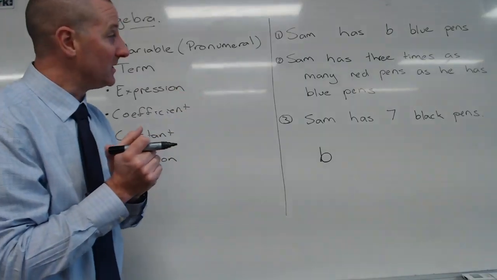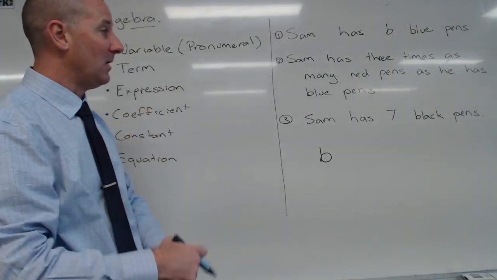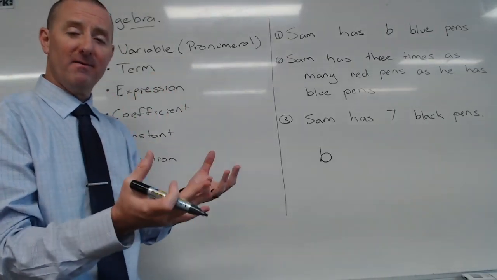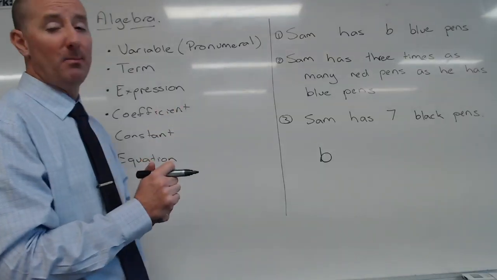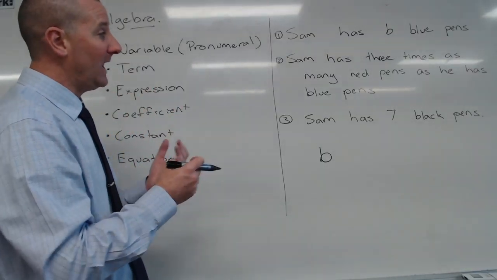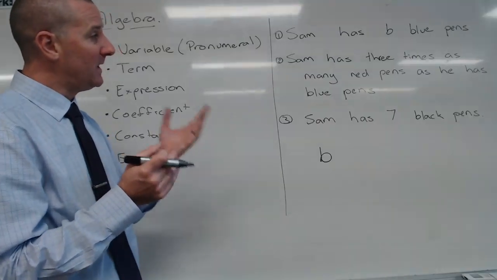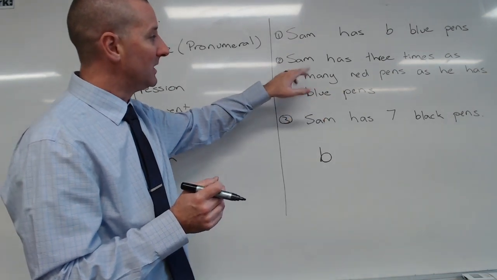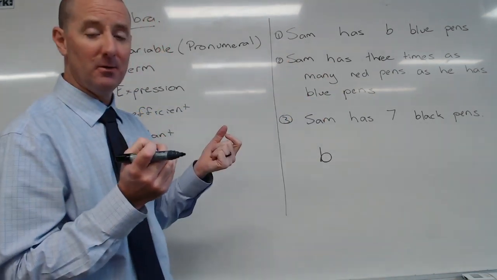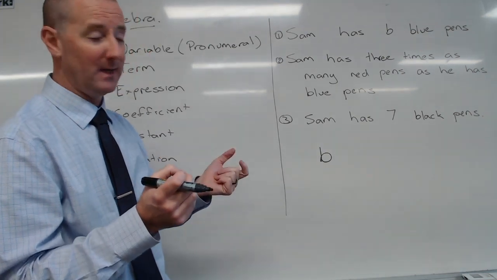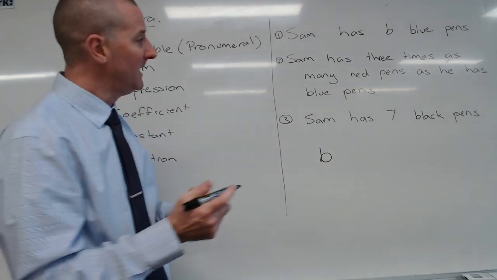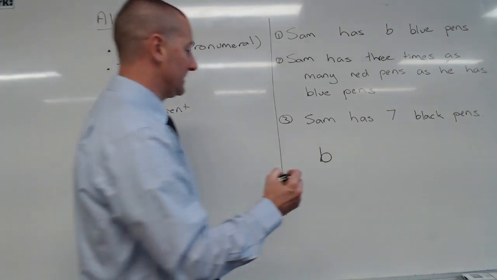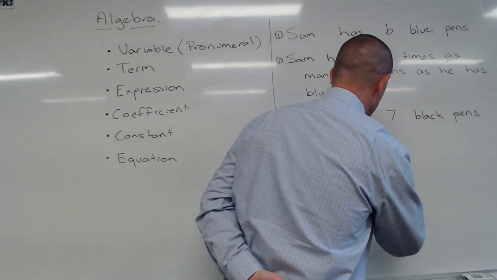Now this is where it gets a little bit tricky. Sam has 3 times as many red pens as he has blue pens. So if we want to write down a value for how many red pens, a term for how many red pens Sam has, we'd have to do it in terms of our letter for blue pens. So you can see here it says he has 3 times as many red pens as he has blue pens. So if he has B blue pens, that means that he has 3B red pens.